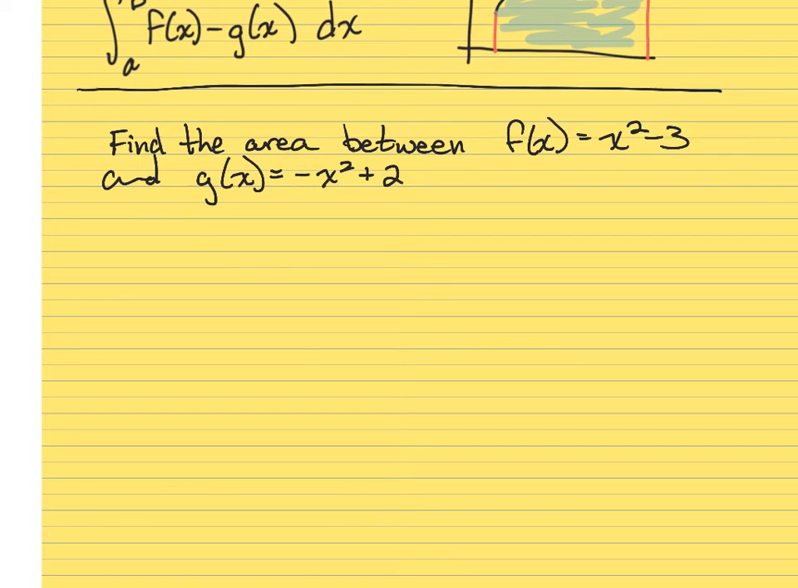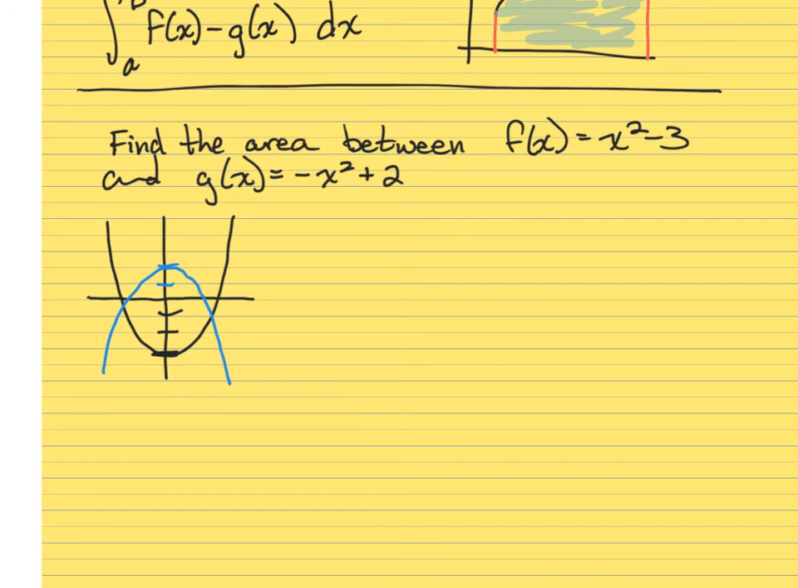The first thing you've got to do is realize you're going to need a graph. You really need to graph these things. You can graph these functions on Desmos, but these are simple enough that we can probably just sketch them in here. X squared minus 3 is going to look like this. It's our good old parabola down here, shifted down 3. Negative x squared plus 2 is the upside down parabola shifted up 2.